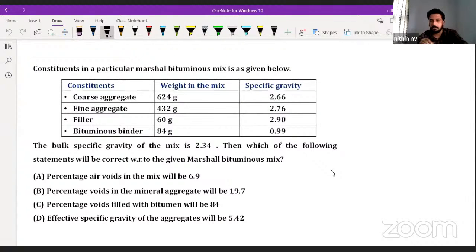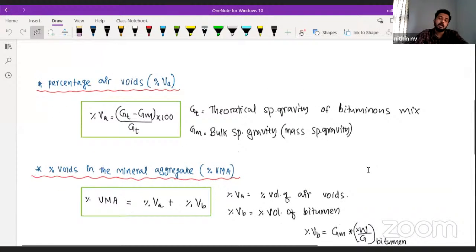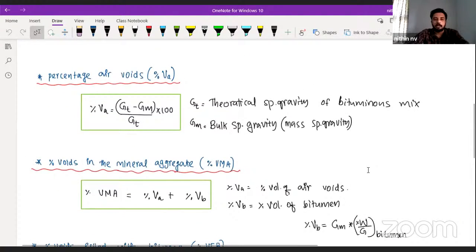Now coming to the next important concept in pavement material and design, nothing but the Marshall mix design. So properly note down the data. Before you note down the data, let me show you some important equations. Marshall has given 3 important equations. First one is the percentage air void. I will show you the data after some time.